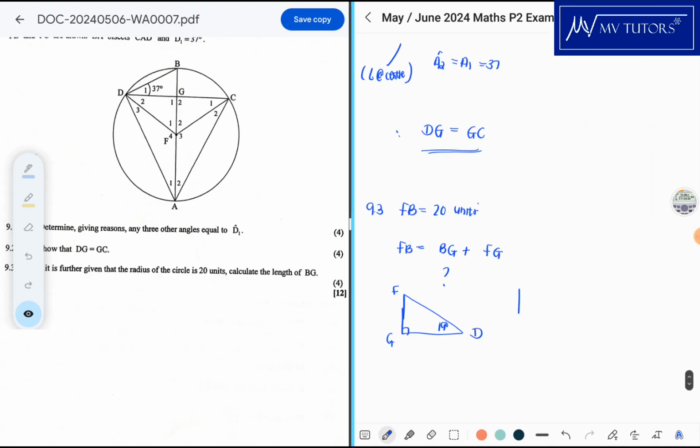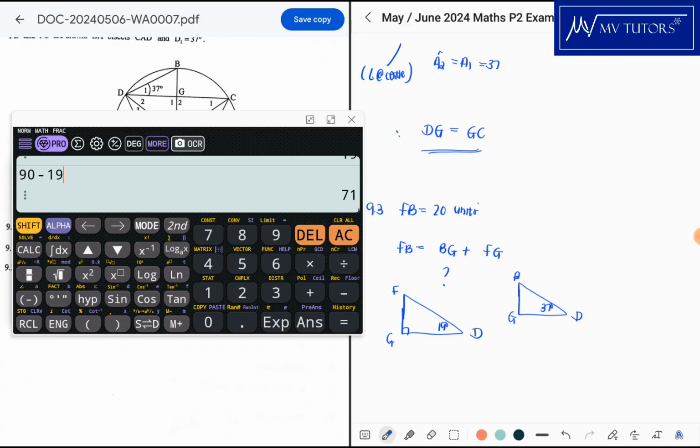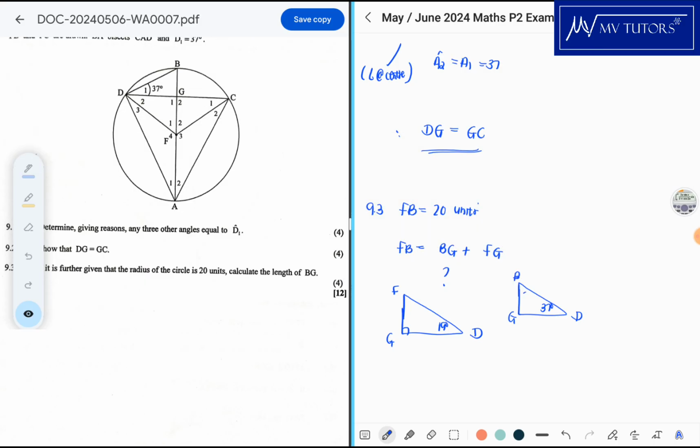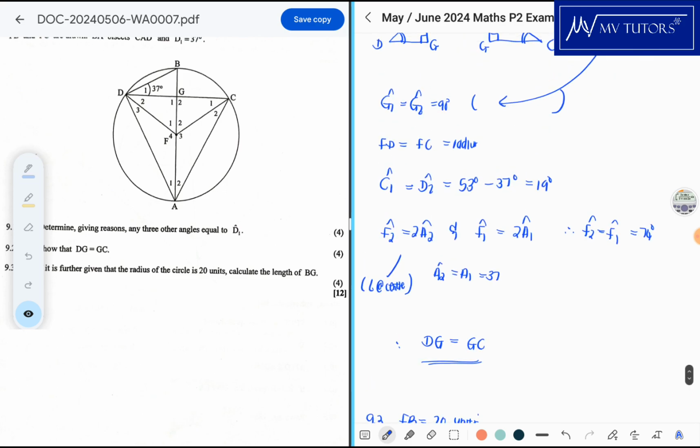And if I look at this triangle, B, G, D, I'm just drawing it the other way. I know this is 37. So B has to be 180 minus 90 minus 37, 53. So B has to be 53. Yeah, something is not adding up here. So D2 has to be 16. Where did I get 19 from?